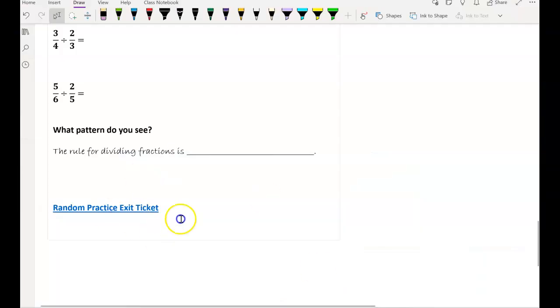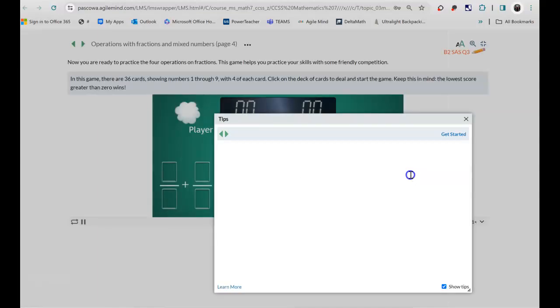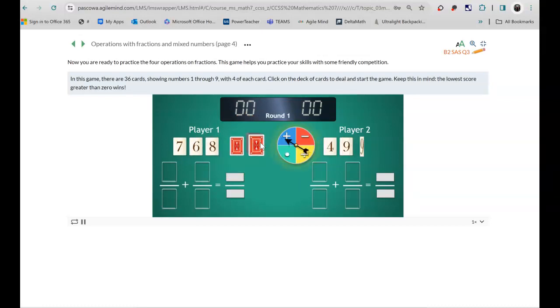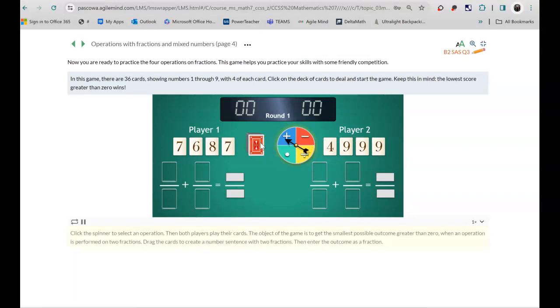Now, I'm going to close out of that again. Go back down here. Now I'm going to do the random practice exit ticket. What does this look like? It's going to take us to this page right here in Agile Mind. I'll get rid of this. And it says, in this game, there are 36 cards. Now what you're going to do is click on the deck of cards that you see moving there. And it's going to deal out some cards. You can play this by yourself or with a partner. It doesn't make any difference. So it's going to deal you some cards, and then you're going to hit the spinner.